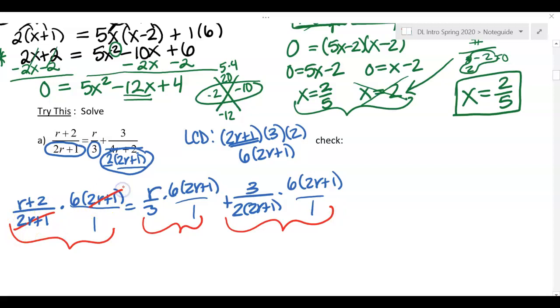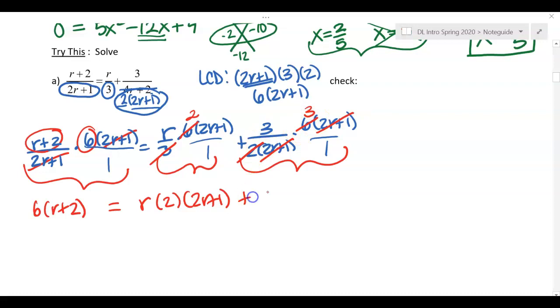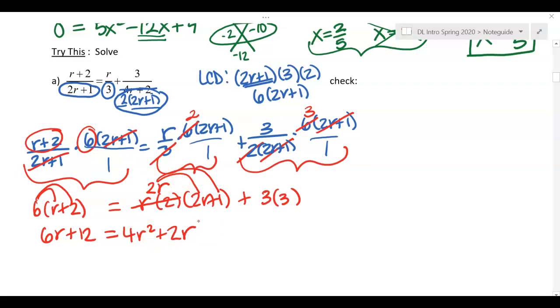So 2r plus 1 can be canceled here, and we're left with r plus 2 multiplying 6. 3 can go into 6 but leaves a factor of 2. So here we have an r multiplying a 2 multiplying 2r plus 1. Here the 2r plus 1s can cancel, and 2 goes into 6 but leaves a factor of 3. So here we have a 3 multiplying a 3. So this you're probably most commonly seeing as 2r instead of r2. So when I distribute each of these, I'd get 6r plus 12. Here I'd get 4r squared plus 2r, and then plus 9.